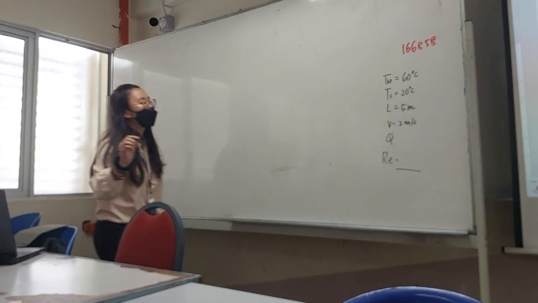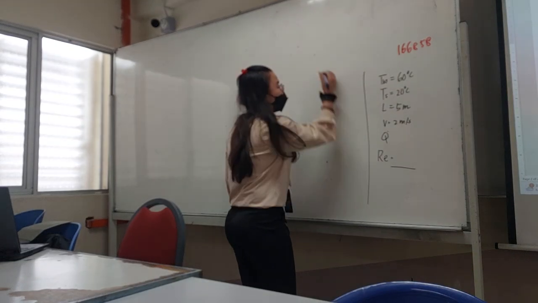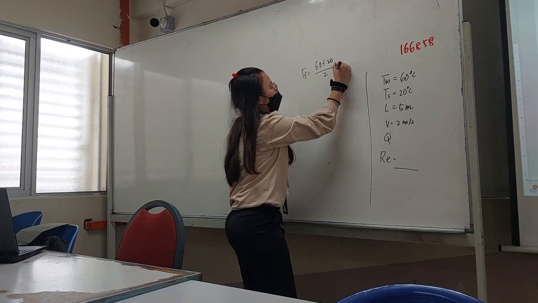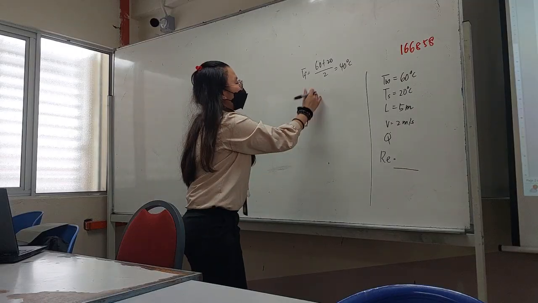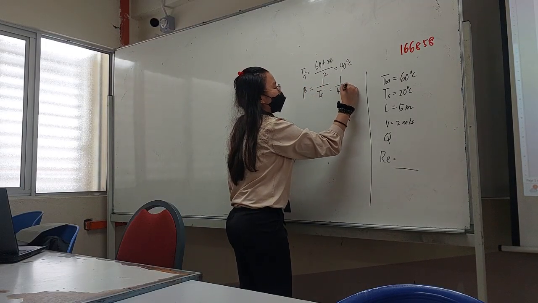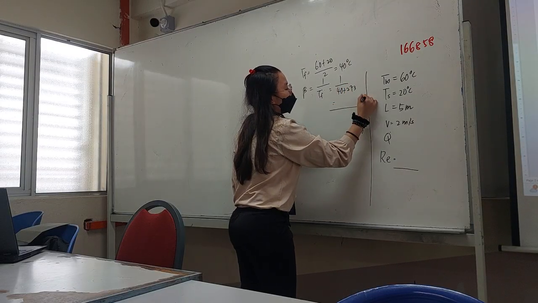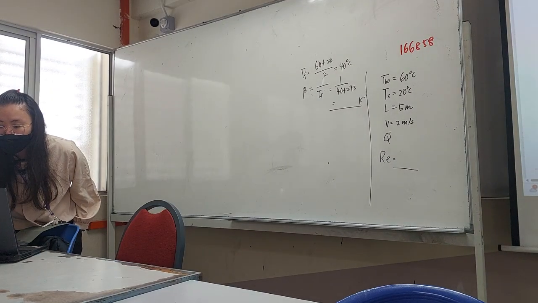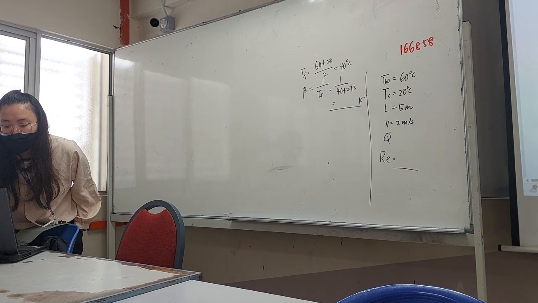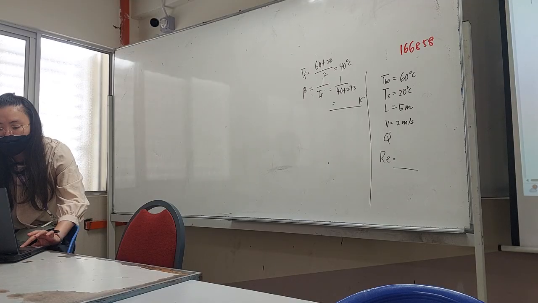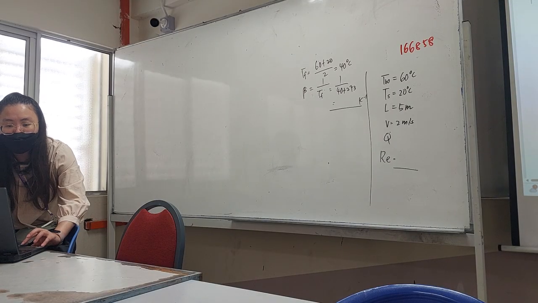Okay, so first thing first, find the film temperature. 60 plus 20 divided by 2, which is 40 degrees Celsius. So beta is 1 over T_f, per Kelvin. Find the properties table for engine oil at 40 degrees Celsius. So you just copy.